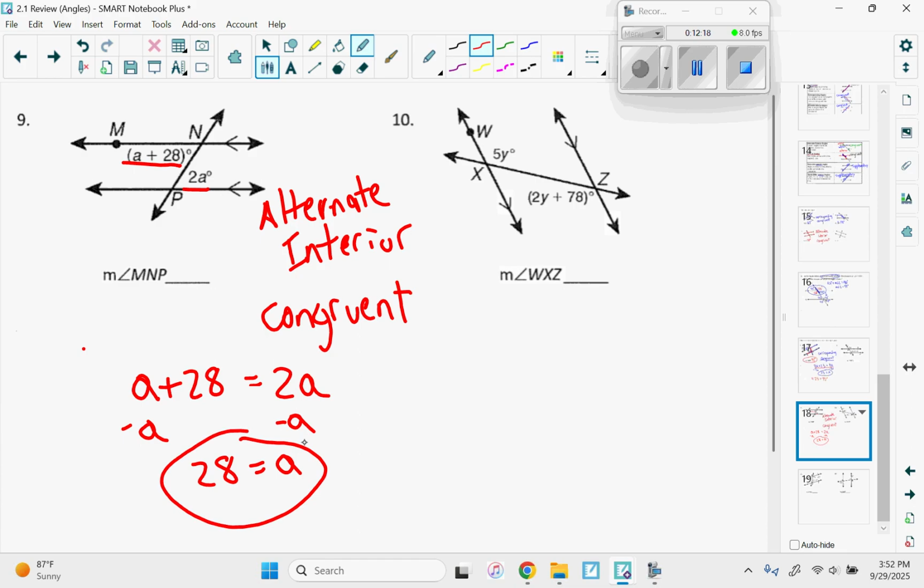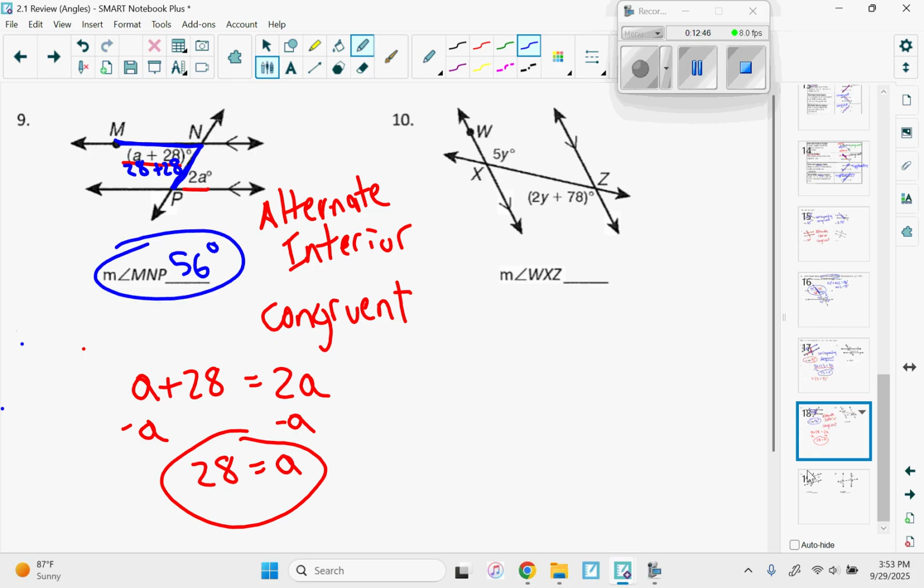Again, that's part of the answer. The other part of the answer is figuring out the measure of the angle MNP. MNP is this angle, MNP. And so you notice we need to do a plus 28. Well, 28 plus 28 gives me an answer of 56 degrees for angle MNP.